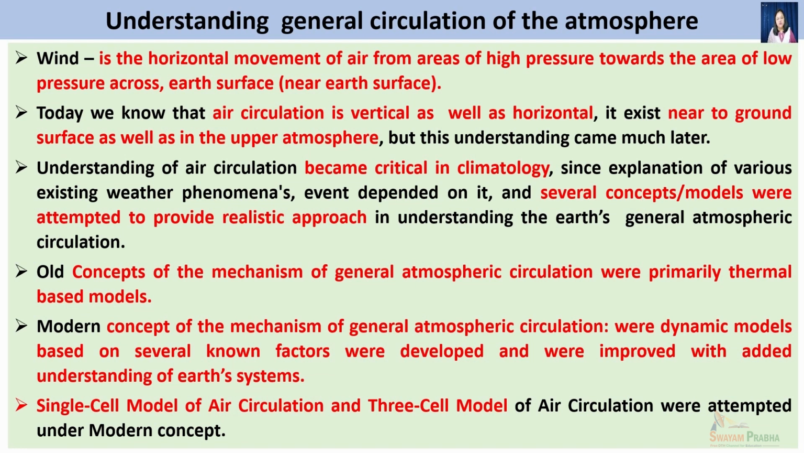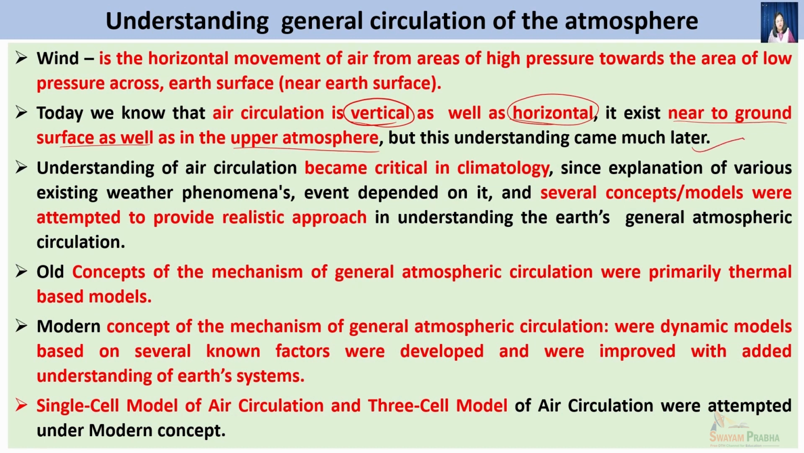However, this horizontal movement of air or surface air circulation is part of bigger atmospheric circulation system. And today we know that the atmospheric circulation has a vertical component and it involves the upper air atmospheric circulation also, besides the horizontal surface air system. So today we know that the air circulation is vertical as well as horizontal. It exists near to ground surface in terms of horizontal wind systems and also in terms of upper atmospheric wind circulation. But this understanding came much later.